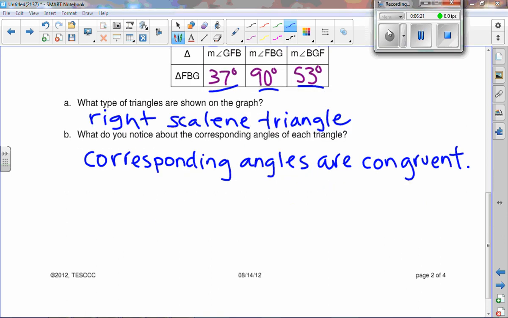Alright guys, you have 2 more pages that go along with this sizing up figure summary. You need to do page 3 and page 4 on your own.